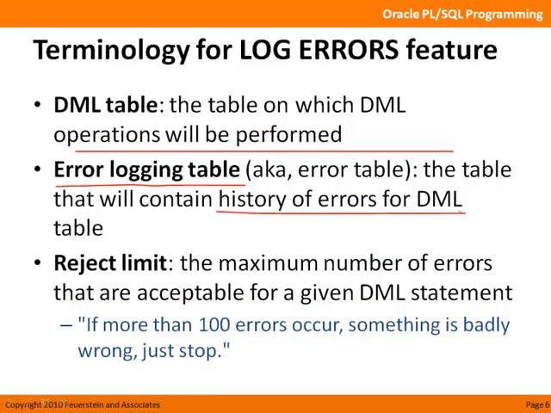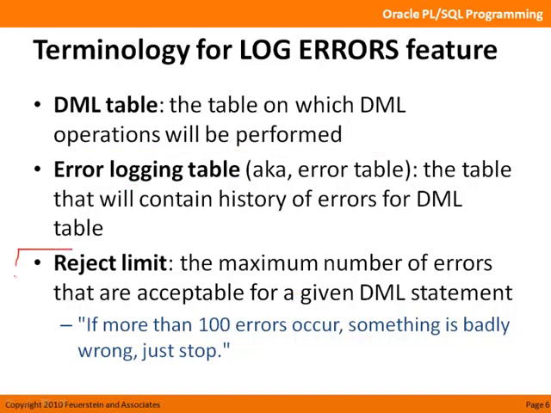And then there's the concept of the reject limit. You can specify the maximum number of errors that are acceptable for a given DML statement. Basically, you can say reject limit unlimited. In other words, I don't care how many errors occur, just keep going. Or you can say, wow, if I get more than 100 errors for this DML statement, something's badly wrong. Just stop. I need to take a look at what's going on. So you'll have that flexibility.